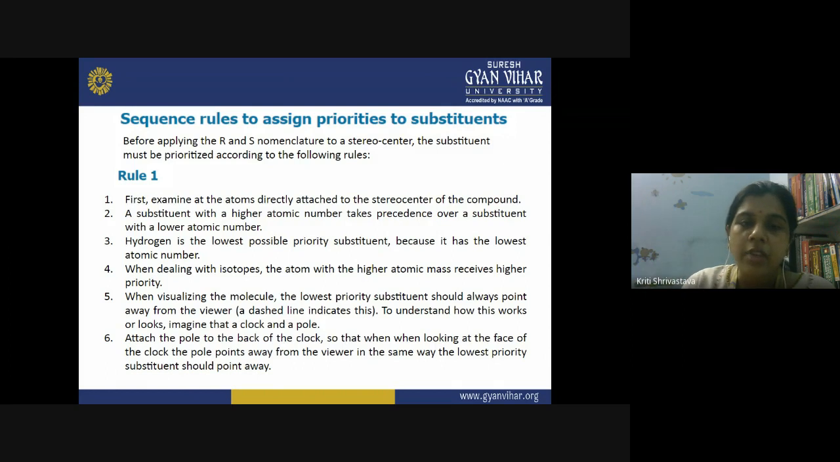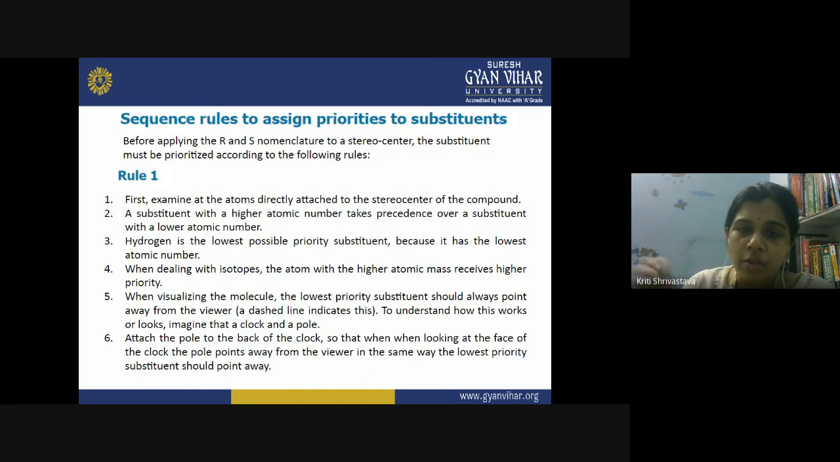Then a substituent with a higher atomic number takes precedence over a substituent with a lower atomic number. So a higher atomic number substituent, like in the case of the halogens, suppose iodine is attached, will be given preference as compared to chlorine or fluorine. So higher atomic number gets the priority, lower atomic number gets the least priority.